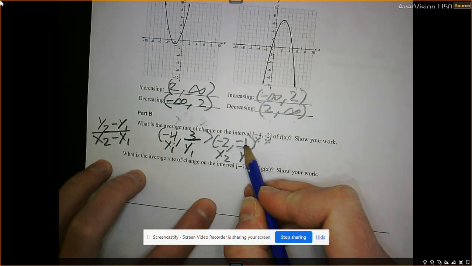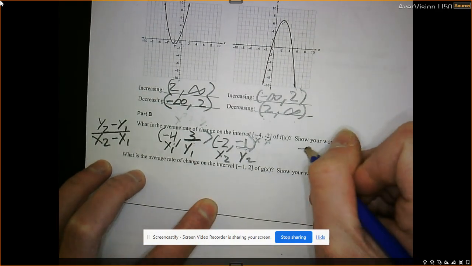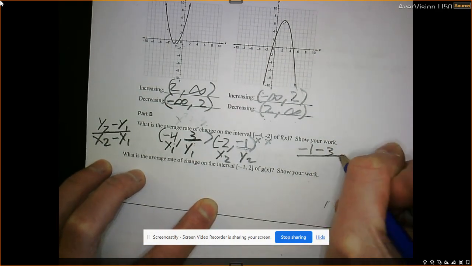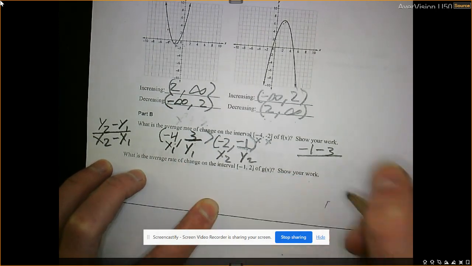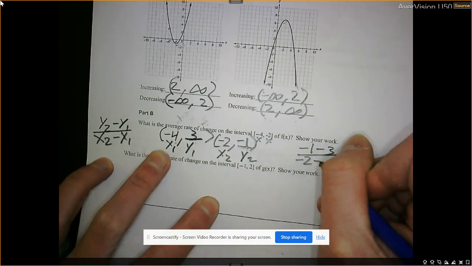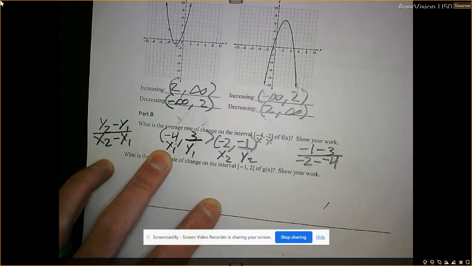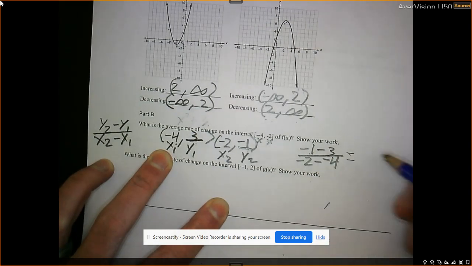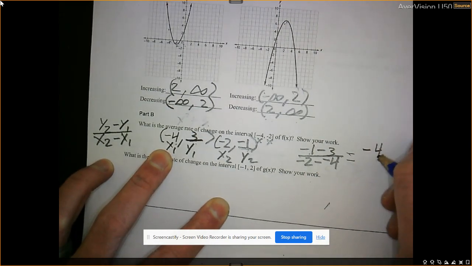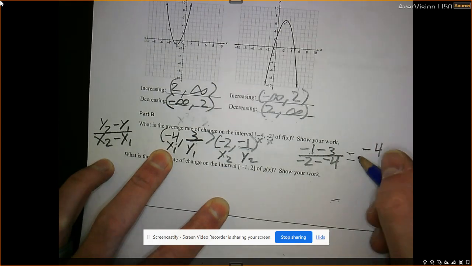Okay, so negative 1 minus 3. That's y2 minus y1 over x2 minus x1, negative 2 minus a negative 4. Okay, what does this equal? Well, negative 1 minus 3. So we're at negative 1. Take away 3 more. We're at negative 4.